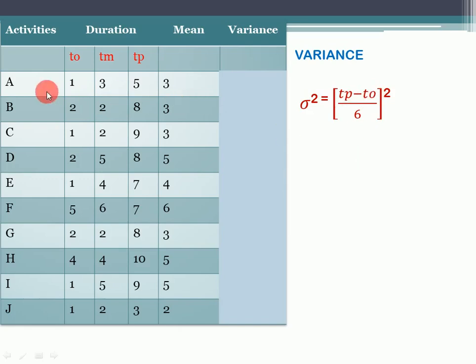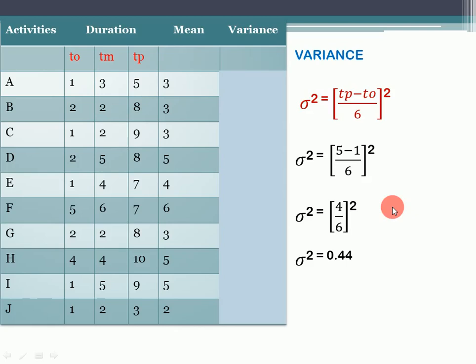Let's now try to calculate the variance for activity A, and the data is already given in the table. It will be TP is 5 for activity A and TO is 1 for activity A, divided by 6, whole square. It will be 5 minus 1, or 4, divided by 6, whole square, and the calculated variance for activity A is 0.44. You have to mention it here. So this way we calculated the variance for activity A, and it's very easy.